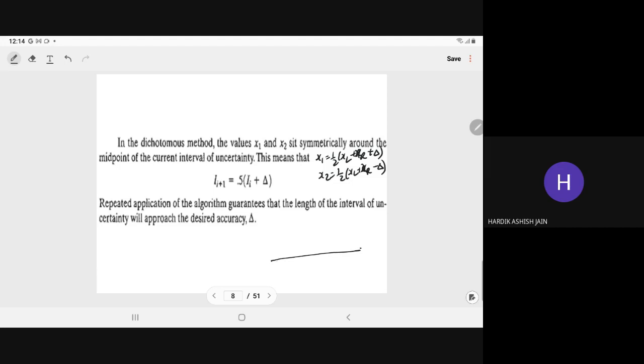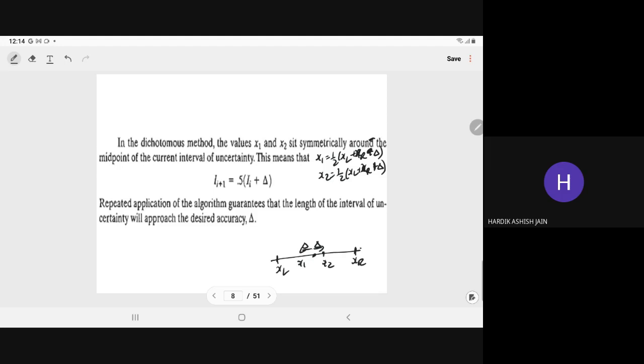It means if this is the xl and this is the xr, then half of xl plus xr will give you the midpoint. Plus delta and minus delta will give you the x1 and x2. This is the minus, this is the plus, right? So x1, and this point will become the x2.